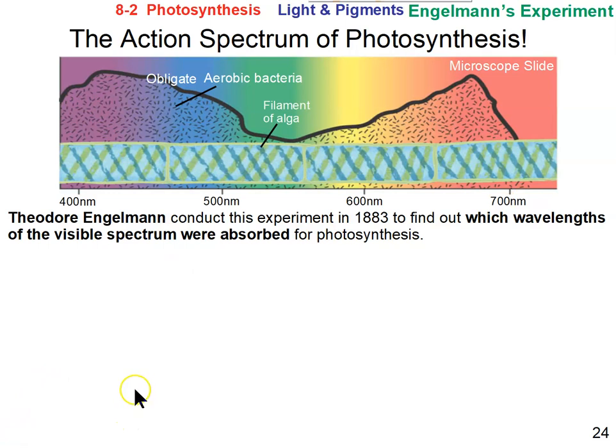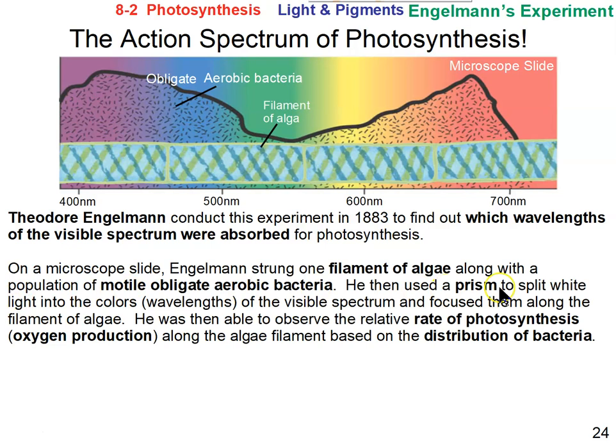So what Engelmann did was a very elegant experiment. And this describes the experiment. I'm not going to read it to you. You can read it for yourself. I'm just going to describe it here from the diagram. So, as the diagram shows, this is a microscope slide, and you may not have that label on yours. I just added it recently. But the whole thing here represents a microscope slide.